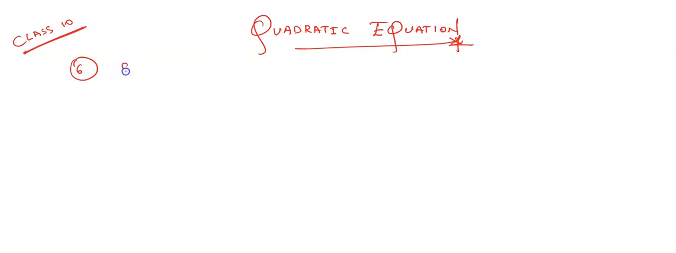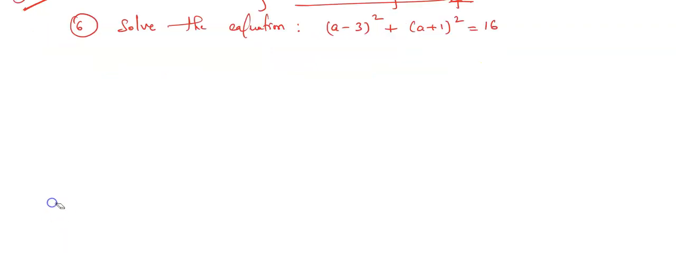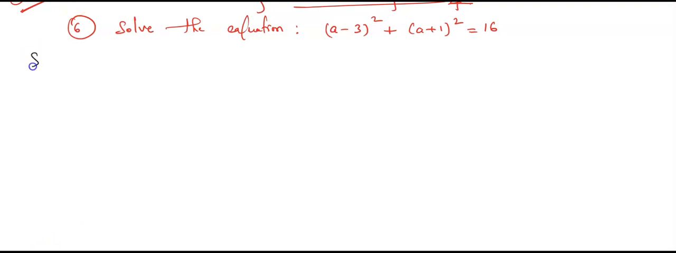Now here the question is, solve the equation (a minus 3) whole square plus (a plus 1) whole square is equal to 16. See children, solution. So first let me copy down the given equation as it is, (a minus 3) whole square plus (a plus 1) whole square is equal to 16.